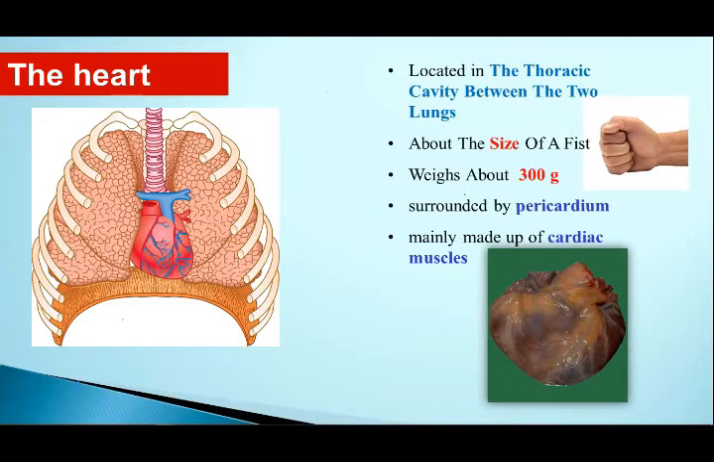Now let's look into some important facts about the heart. Where are they located? They are basically located in the thoracic cavity. The thoracic cavity is the cavity enclosed by the diaphragm, the rib cage, and the lungs. So this upper region is called the thoracic cavity.